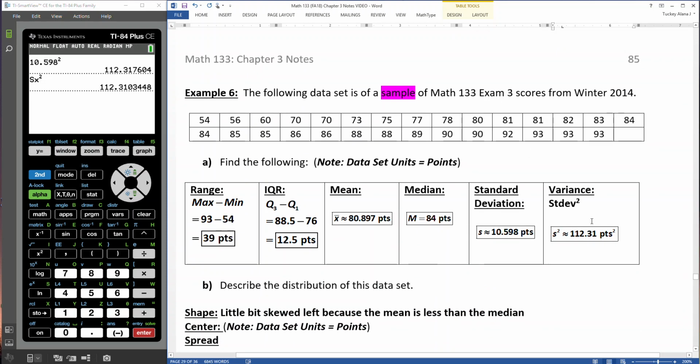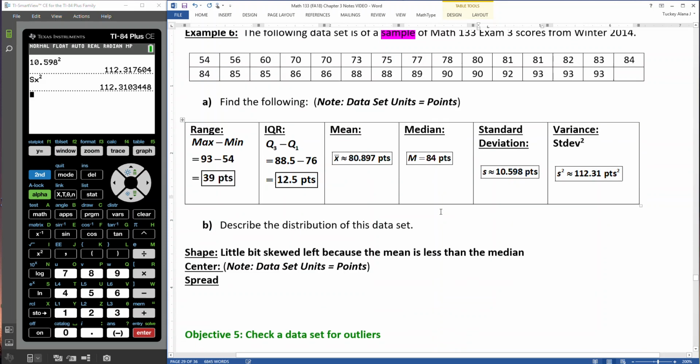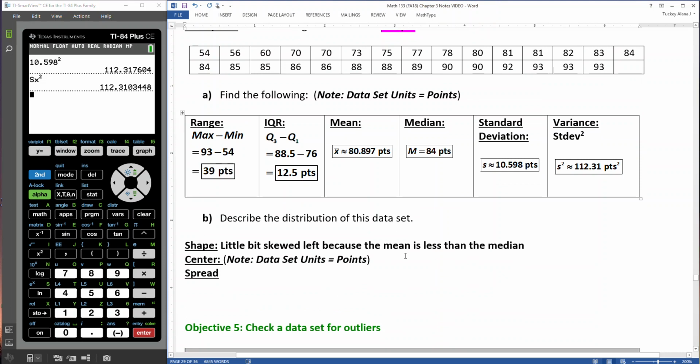The only weird one is variance, which is points squared. Sorry, I forgot to mention that before. The 5-number summary is all points, so are all of these values. So when I say the center, I should say the median was 84 points. Now it's just points because this particular problem was an exam. If it was inches, you'd say inches, or degrees Celsius, you'd say degrees Celsius. You use whatever unit your data set has.